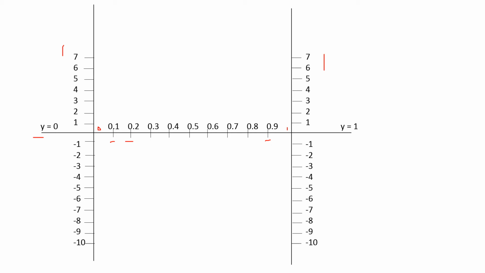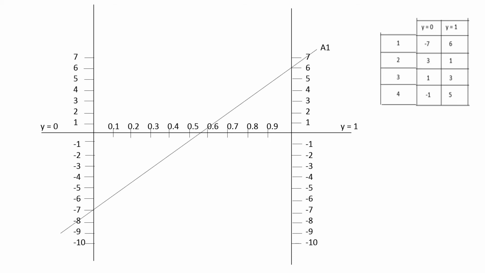Now, these are the positive values, these are the negative values. For y equal to 0 and for y equal to 1, this is positive and this is the negative value. Now plot the first line. When y is equal to 0, it is minus 7 and for y equal to 1, it is 6. Minus 7 and 6. Draw the straight line and name it A1.